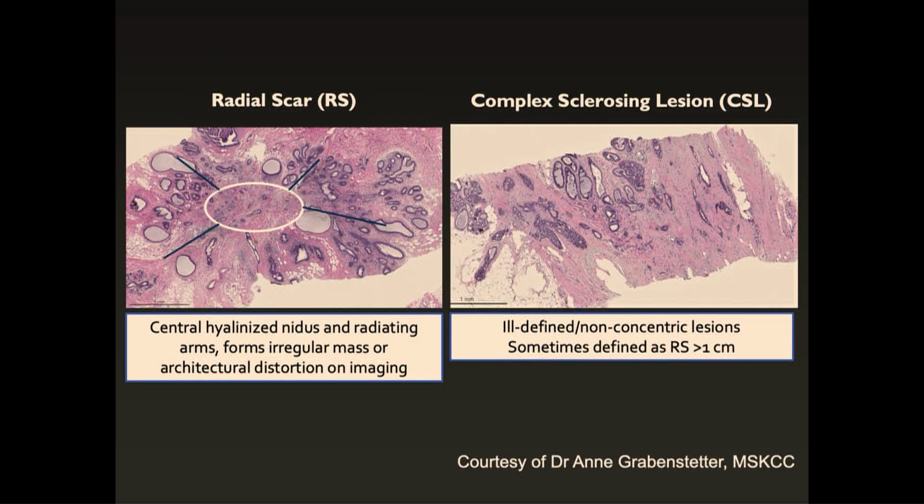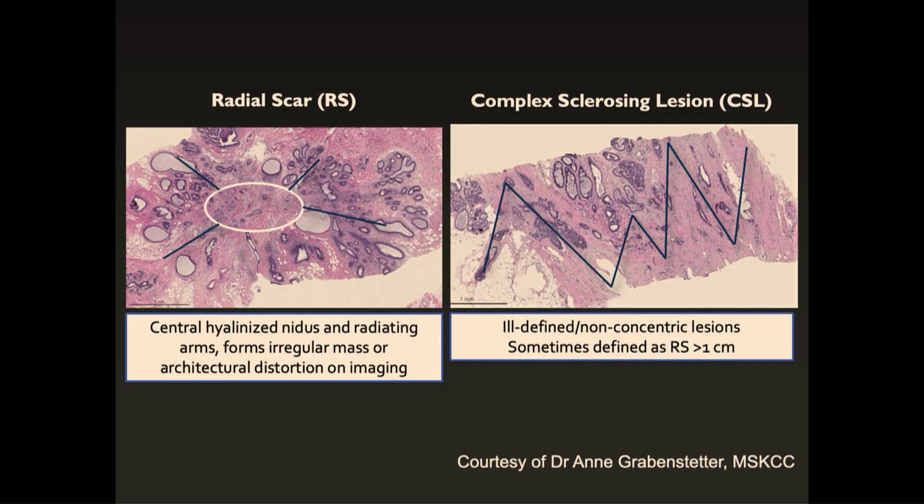In the past, they used to say radial scars are less than a centimeter in size. If they're bigger than a centimeter, then we would call them complex sclerosing lesions. I think that's changing a little bit with the pathologists. They say it's not really about size, but they really have different patterns that they're seeing on histology. With complex sclerosing lesions, you don't have the central nidus, you have just more irregularity in that area. Complex sclerosing lesions, we still do recommend surgical excision for.